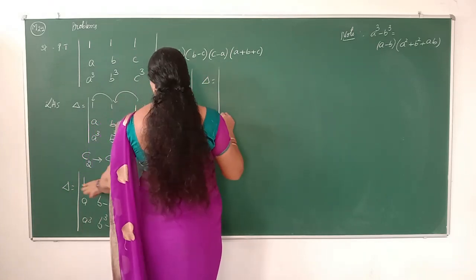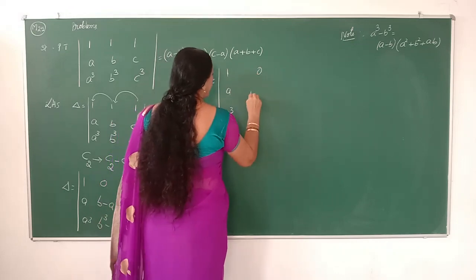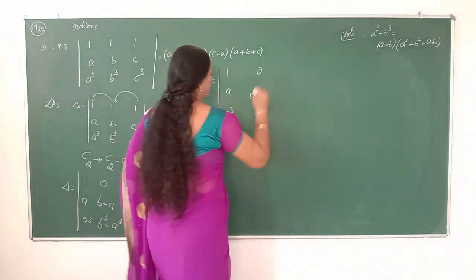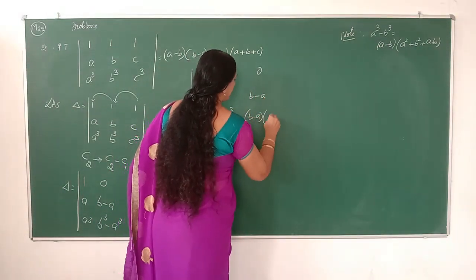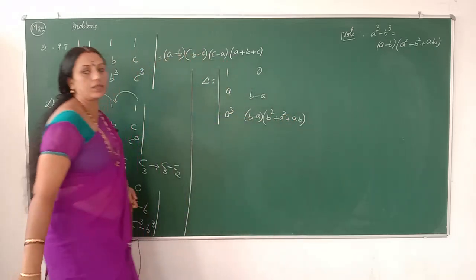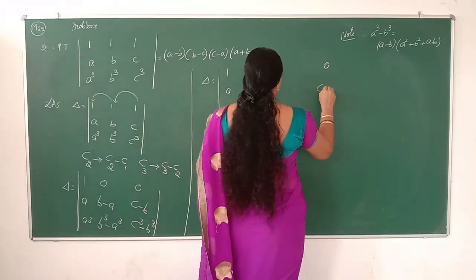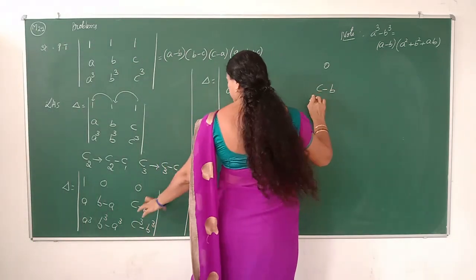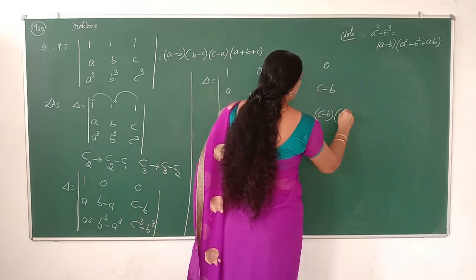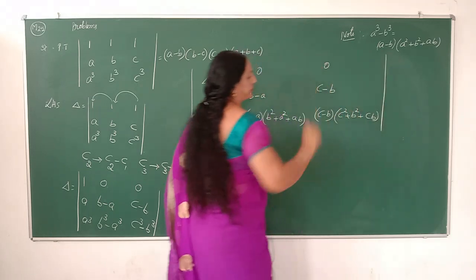Now, delta is nothing but 1, a, a cube in the first column; in the second column 0, b minus a, then b cube minus a cube, which can be expanded using the formula as (b minus a)(b square plus a square plus ab). Similarly, in the third column 0, c minus b, and c cube minus b cube can be written as (c minus b)(c square plus b square plus cb).